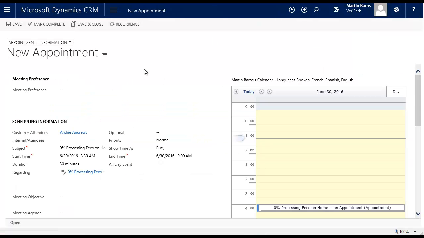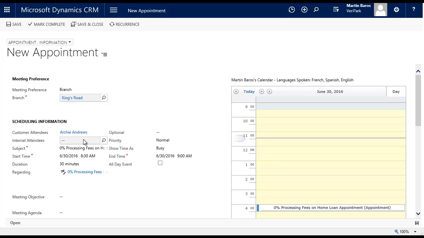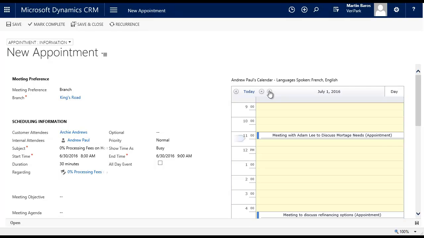Agent asks the customer on his meeting preference, whether he wants to visit a branch or he would like a direct sales agent to visit him at his preferred location. He selects one of the advisors suggested by the system and sets the meeting date and time based on the advisor's availability. Once this is done, the appointment is booked in the advisor's calendar.